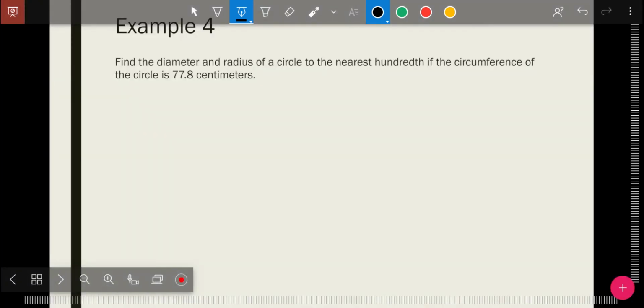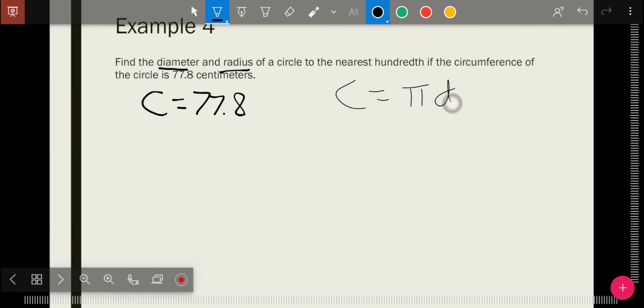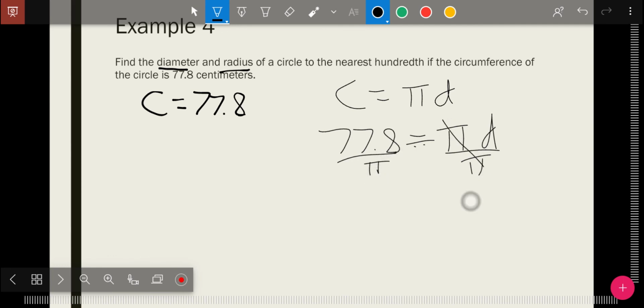Last of these kind of examples, find the diameter and a radius of a circle. So they want you to find the diameter and find the radius. If the circumference is 77.8, so what do I know? I know the circumference. What am I trying to find? I'm trying to find the diameter and then the radius. I know C equals pi times diameter. So 77.8 is what C is. And so if I divide by pi, I would get the diameter.